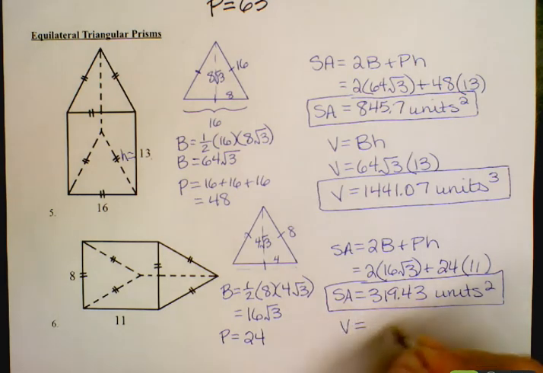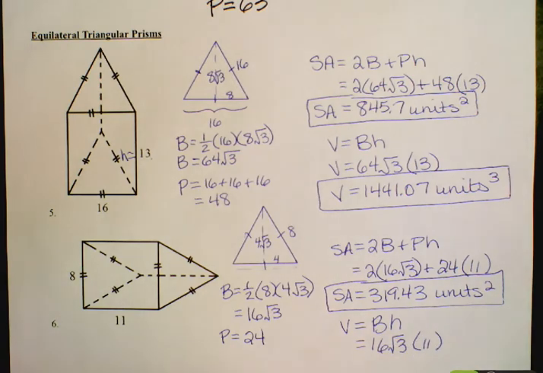For the volume, take the area of the base times the height of the solid. 16 square root 3 times 11. 304.84 units cubed.